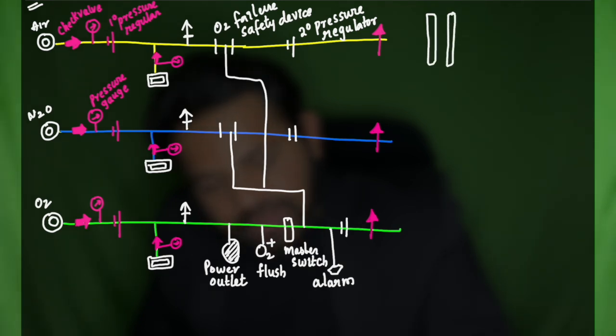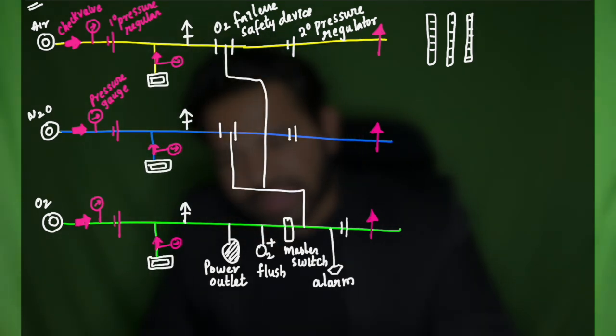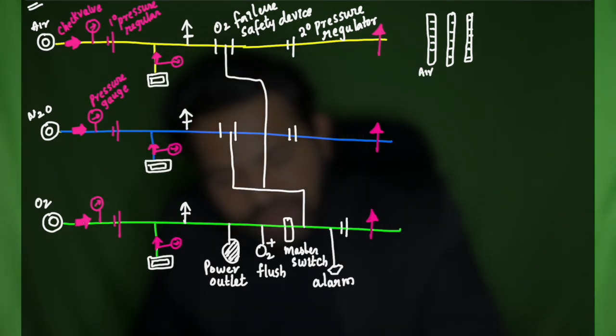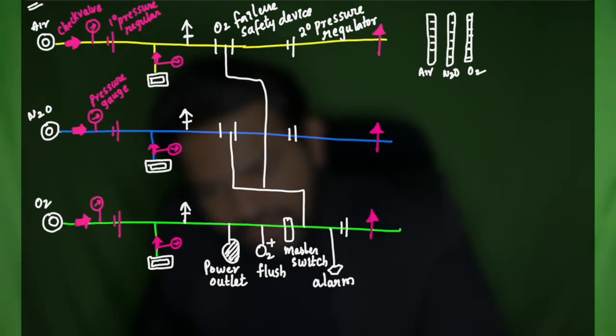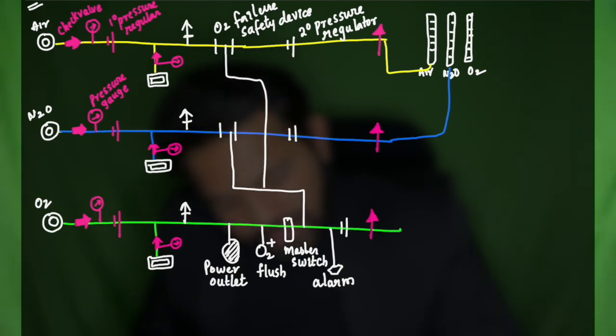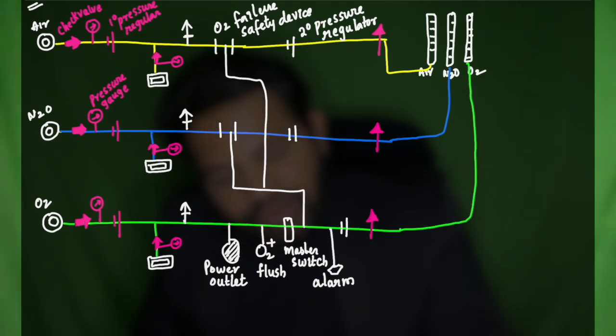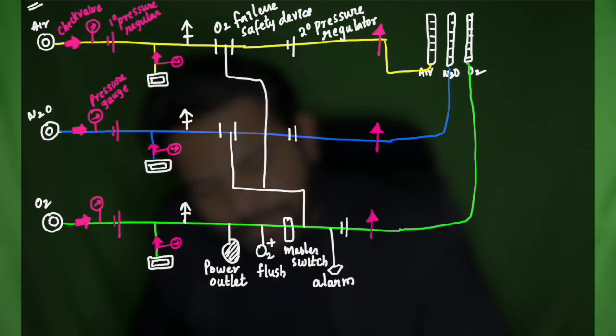Now moving on, we have flow meters. There is a different flow meter for every gas. So there is a flow meter for air, there is a flow meter for nitrous oxide, there is a flow meter for oxygen. Clear? Now air goes into the flow meter of air. Similarly, nitrous oxide goes into the flow meter of nitrous oxide, and oxygen goes into the flow meter of oxygen. I hope this is clear.